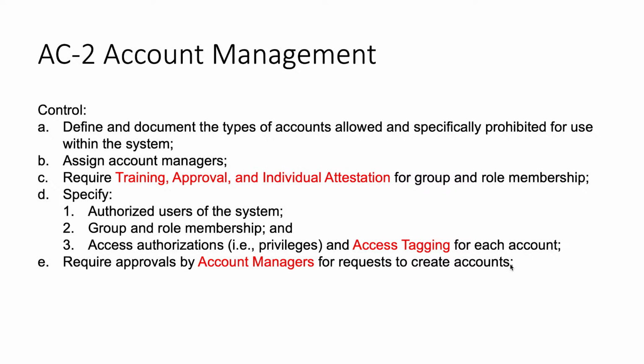Go down to 3. We specify access authorizations, which are privileges, and access tagging. Now for that, that's an attribute. We can define whatever we want for those additional attributes within this. So we're saying access tagging. We're going to tag people when they have elevated access. And then we're going to require approval by account managers for requests to create accounts. So we've defined our variables. They're in this, and we can start building our policy out.